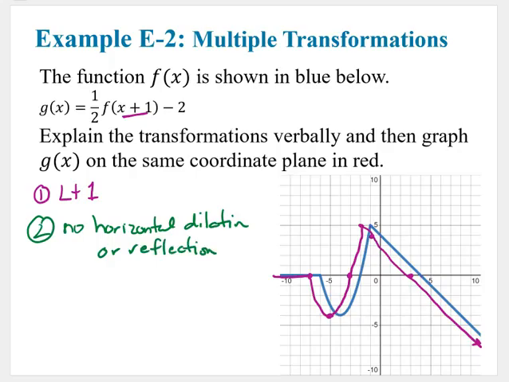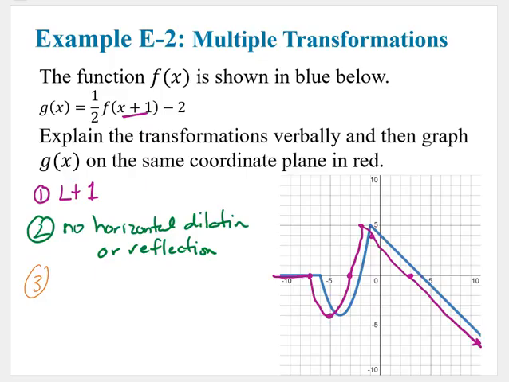Okay, then we move to number 3, which, let's see, I don't want to use blue. I don't want to use red because that's going to be my final answer. So let's use orange. Okay, so number 3, you want to check for any vertical dilation or reflection.